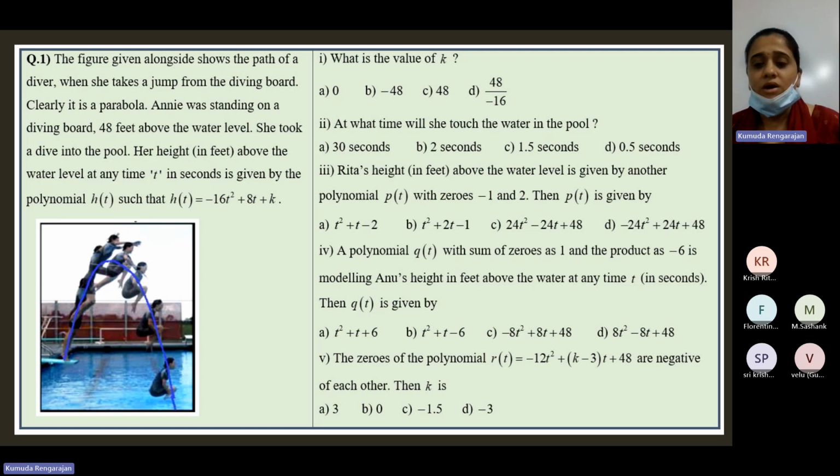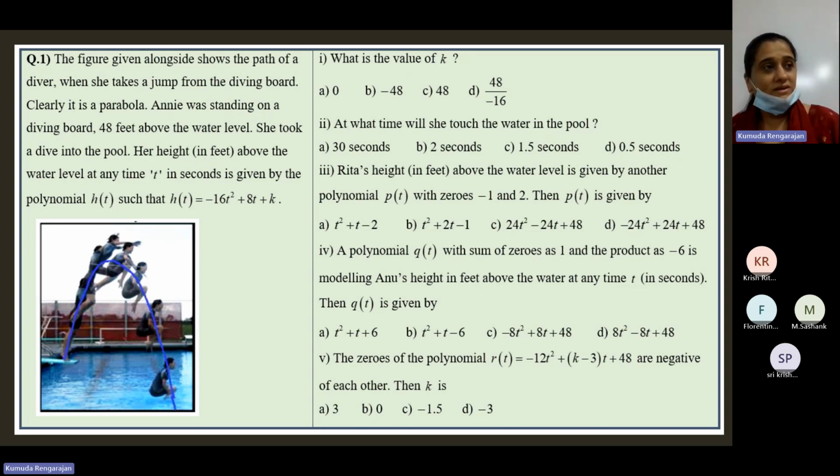At what time will she touch the water in the pool? So again, think of the relation between time and height. That's all: time and height. Now, when her feet touch the water in the pool, what's the height? 0 feet. When she's high on the diving board, her height is 48 feet. When her feet touch the surface of the water, her height is 0 feet. See, height is calculated from the surface of the water, not from the bottom of the swimming pool. The height in this polynomial is calculated from the surface of the water.